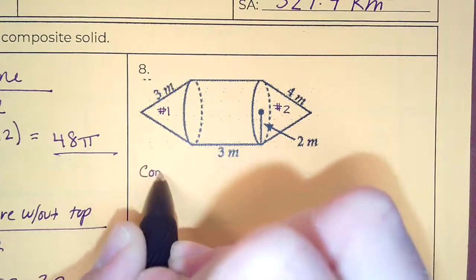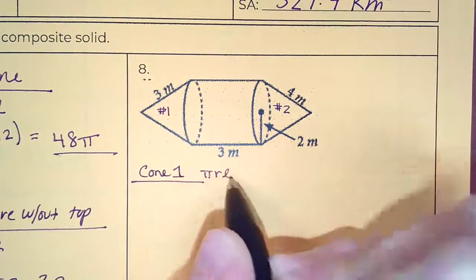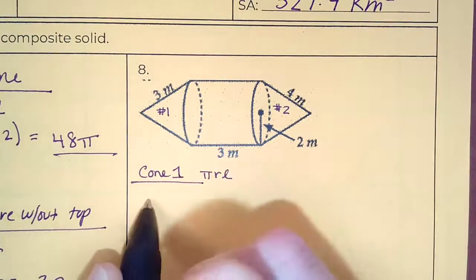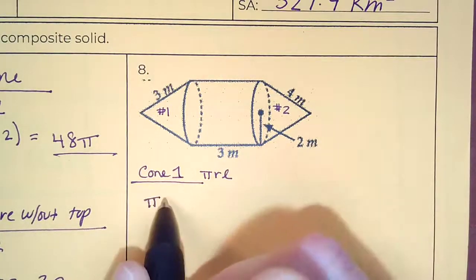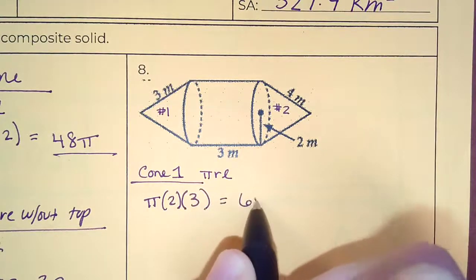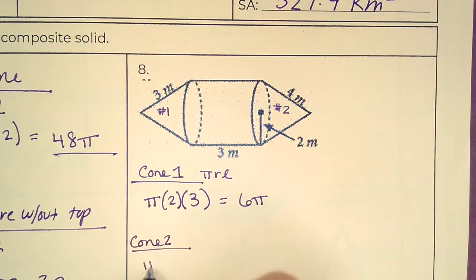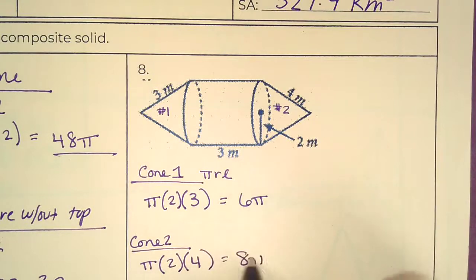So cone 1, it's pi RL, just around the cone. So pi, radius is 2, L is 3. So this comes to 6 pi. Cone 2 now, pi times 2 times slant height of 4 this time, 8 pi.